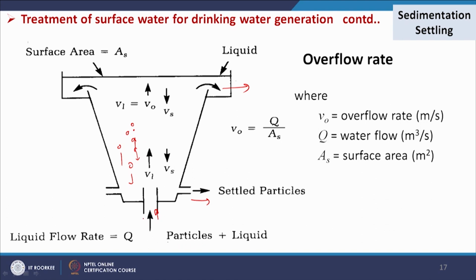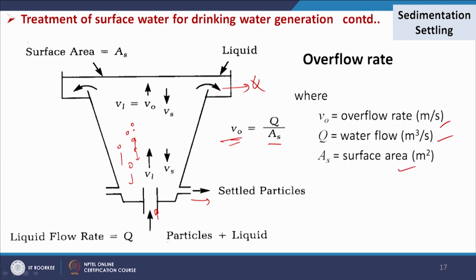Okay. So, then that is the overflow rate which we take, Vo = Q/As. If we have cross sectional area As, then As into Vo in the upward direction is equal to the volumetric flow rate Q. So, As × Vo = Q. This is the formula, where Q is the water flow and As is the surface area.